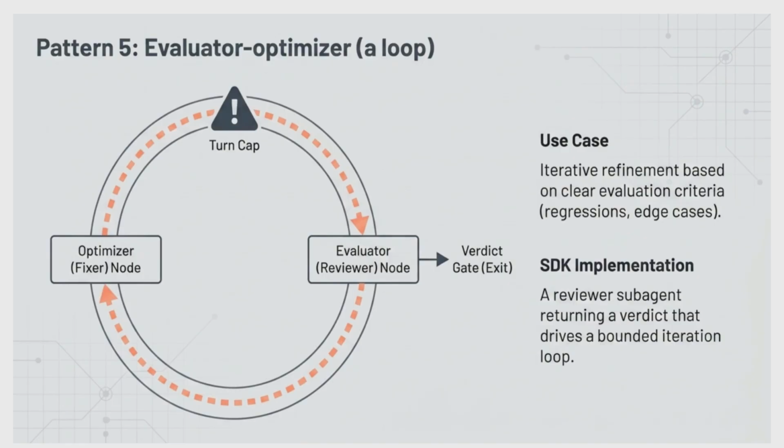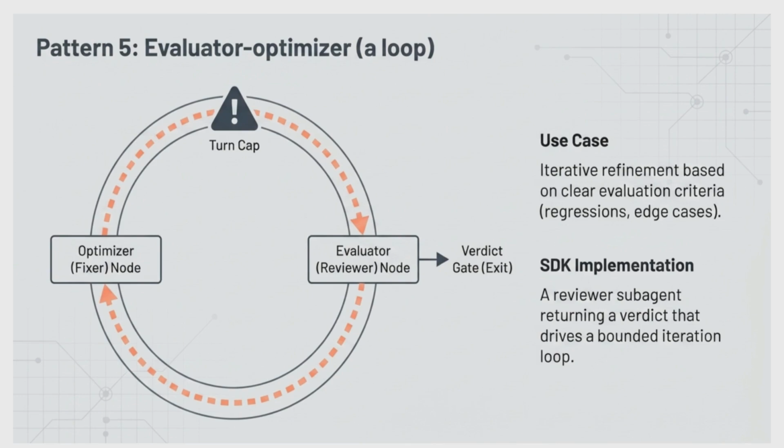Use it when there are clear evaluation criteria and when iterative refinement provides measurable value. The 2 signs are that a human's feedback would demonstrably improve the output, and that an LLM can supply that feedback. If you have built a reviewer subagent, you have already half built this. The reviewer is the evaluator, and the main fixer agent is the optimizer. Close the loop, and you have the pattern.